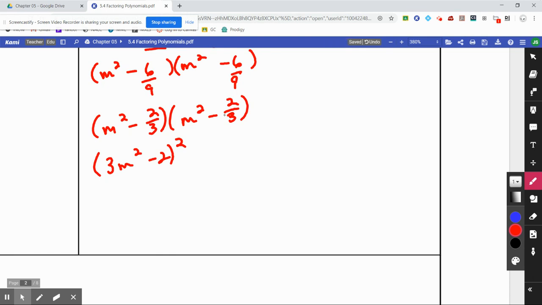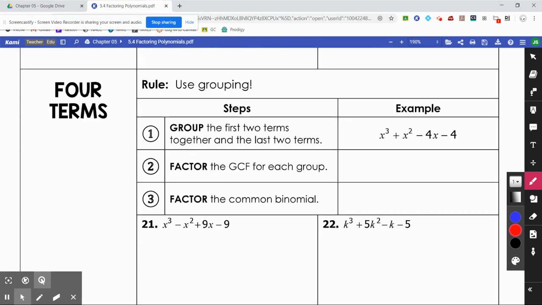Now the question is, will this factor again? It's not difference of squares, it's not sum or difference of cubes, so therefore it will not. Okay, the last section: what do we do when we have 4 terms? And this is the rule, we're going to use grouping.